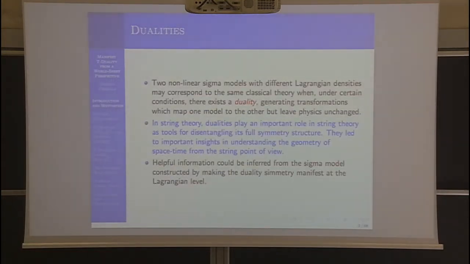So let me just remind very general things. Two nonlinear sigma models with different Lagrangian densities may correspond to the same classical theory when, under certain conditions, there exists a duality. That is to say, there is, in general, an involution that generates transformations which map one model to the other but leave the physics unchanged. We know that in string theory, dualities play an important role, and they are used as a tool for disentangling the full symmetry structure of string theory, and they have led to important insights in understanding the geometry of the space-time from the string point of view. Further helpful information could be inferred from the sigma model constructed by making the duality symmetry manifest at the Lagrangian level.